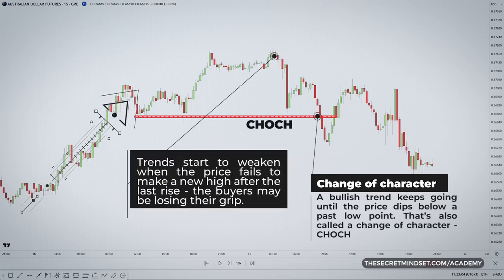Trends start to weaken when the price fails to make a new high after the last rise. That's when I know the buyers may be losing their grip.